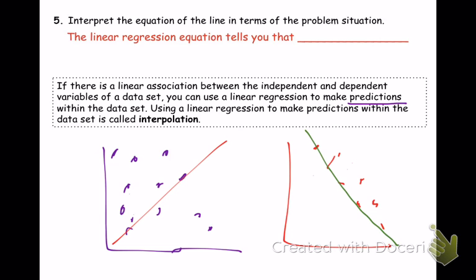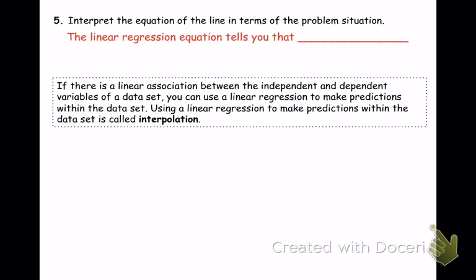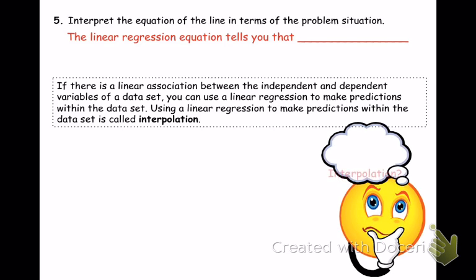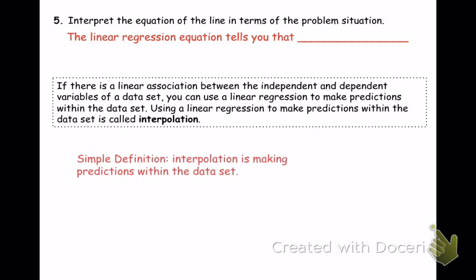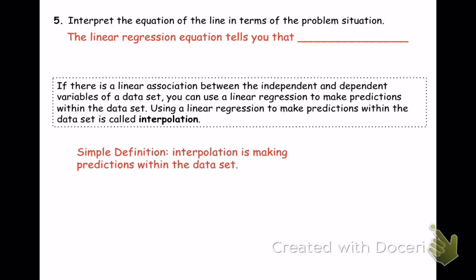So let's go ahead and look at that. When we make predictions, this is called interpolation. So again, the basic definition of interpolation is just making a prediction with the data we have when it is in a linear order, whether positive or negative or constant. So me making a prediction based off that line is called interpolation.